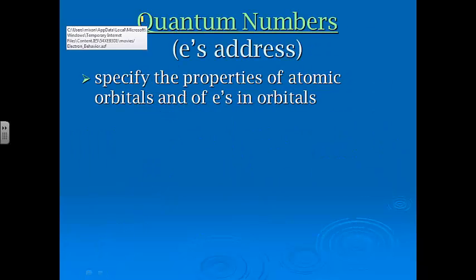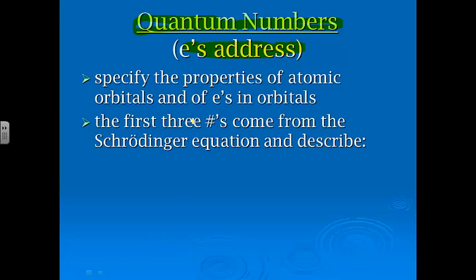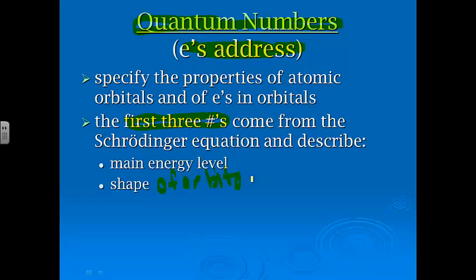Okay, the last thing we got to talk about is kind of an abridged version of quantum numbers, which essentially provide the electron's address in an atom. And they specify the properties of atomic orbitals and of the electrons in those orbitals. There are 4 total quantum numbers. The first 3 numbers come from the Schrödinger equation and describe the main energy level, the shape of the orbital, and finally the orientation of the orbital. And that's really just where they are in space.